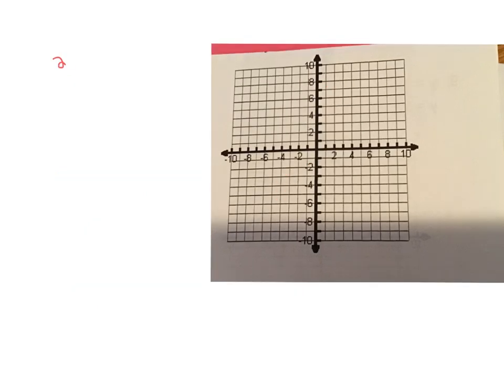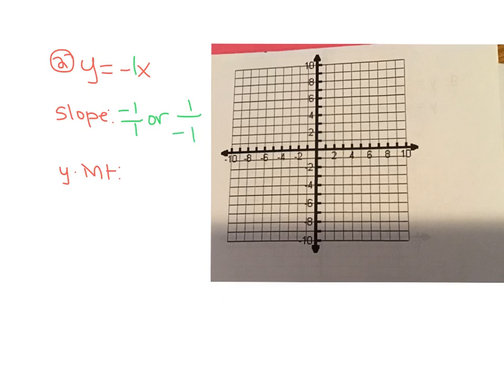Let's try number 2. y equals negative x. Now at any point, you can hit pause, work out the problem, and then come back to it and see how I did. Slope, y-intercept. Remember, in front of that negative x is a 1, so the slope is negative 1 over 1, or remember it can be 1 over negative 1. Y-intercept: there's nothing there, no plus or minus, so you start at 0, at the origin.